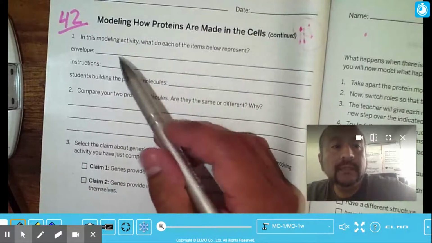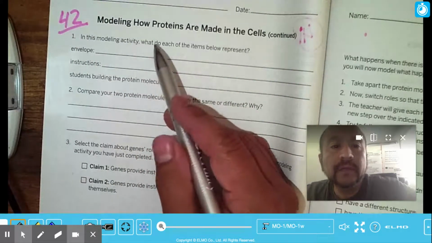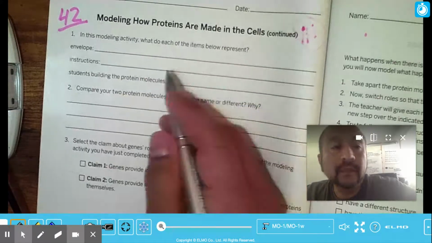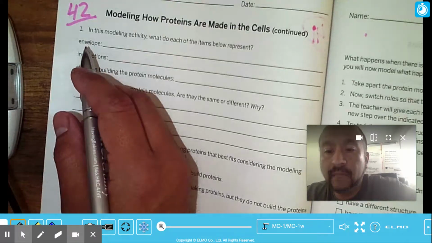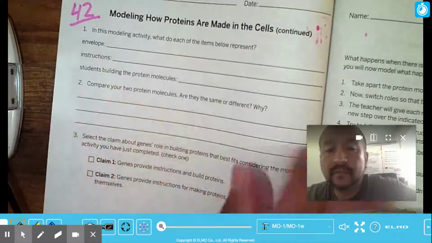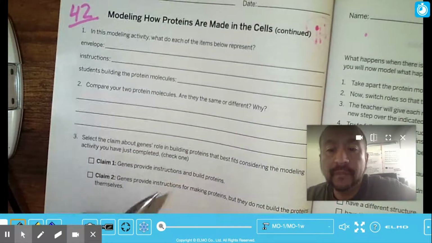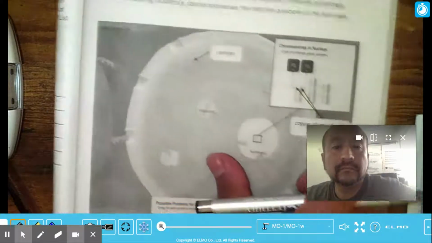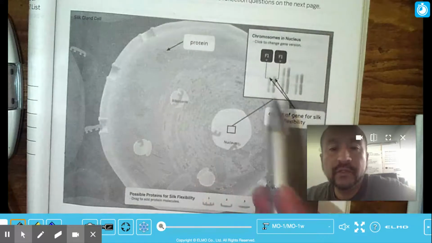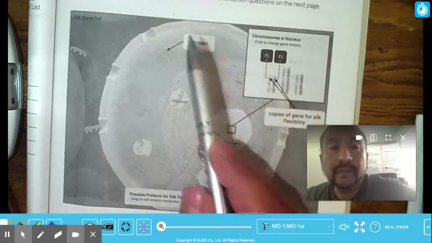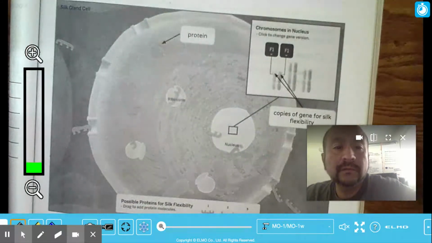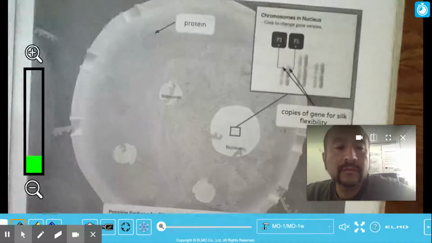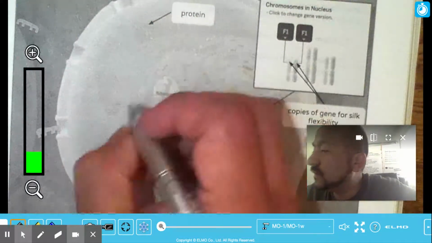It says here, in this modeling activity, what do each of the items below represent? In the video, you saw an envelope, and the envelope represented something in the video. Which do you think that was? So we have proteins. We can't see it that well, but this says ribosomes.